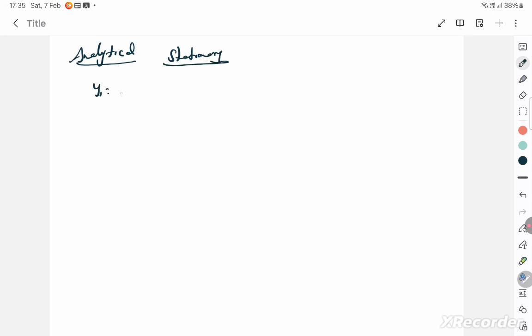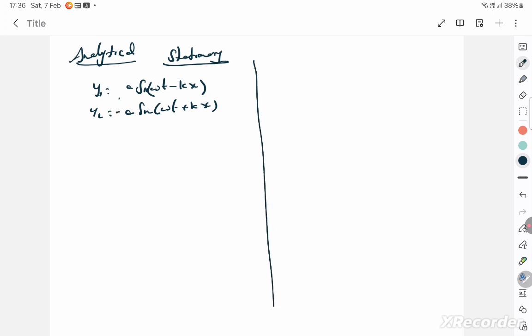Let's consider one wave to be y1 equals a sin(ωt − kx), and another one to be y2 equals a sin(ωt + kx). You can consider this as capital A or small a, it's your wish. But why, you might ask, didn't I put a negative sign in this? There's one more derivation that I taught you in class where I did y1 equals a sin(ωt − kx), and y2 was −a sin(ωt + kx).